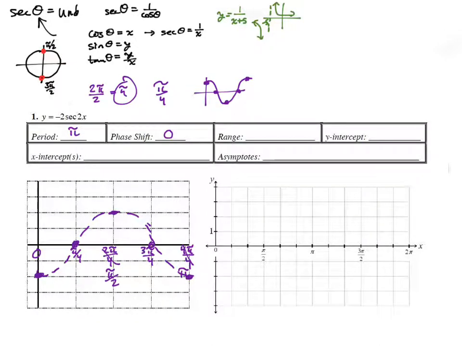Okay, now I have a challenge for you guys. Here's my second challenge. You see this 2x right here? What can I plug into the x so that secant would be undefined? Now, before I just had secant, there was no 2 multiplying it. What can I plug into x so that secant would be undefined?